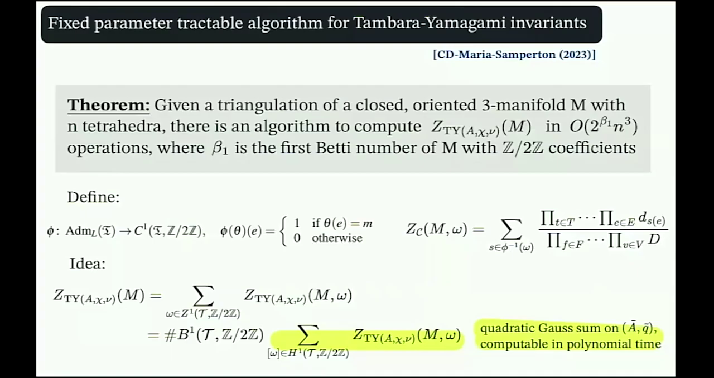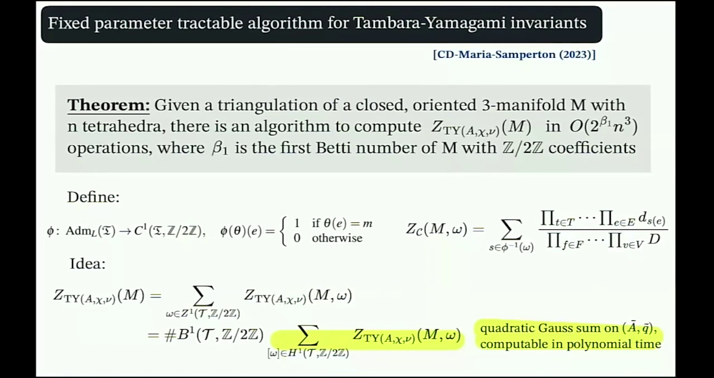And in particular, what this algorithm tells us is that if we have a bound on the Betti number, how big our manifold is, this is actually a good algorithm. So if you're interested in computing Tambara-Yamagami state sum invariants, maybe it's not a good use of your time to look for a quantum algorithm to do it, because there's a classical algorithm that's actually not bad in practice.